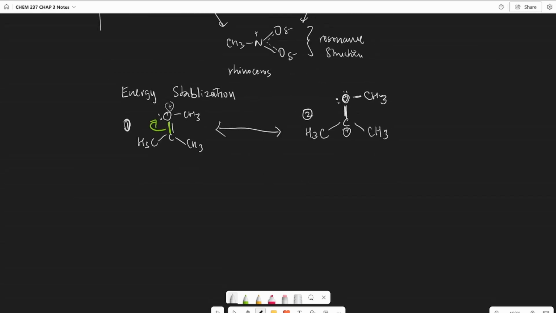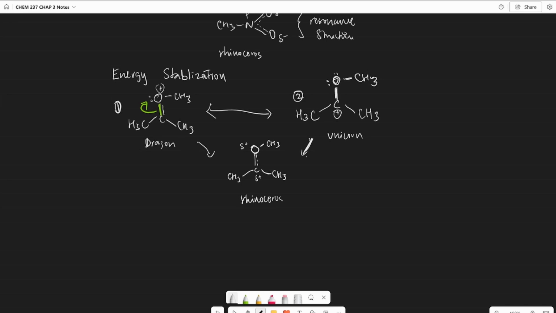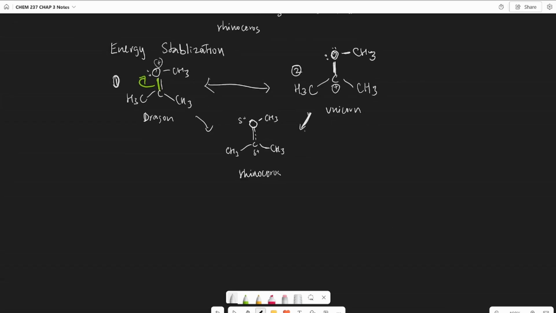So how does this impact your energy? You know this is your dragon form. This is your unicorn, and both are actually not real. Your real form is this, with the positive charge, and CH3, this is also partial positive. So this is your real form, which is the rhinoceros form. So in an energy stabilization concept, which one will have the least amount of energy?